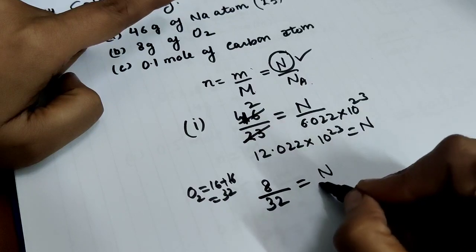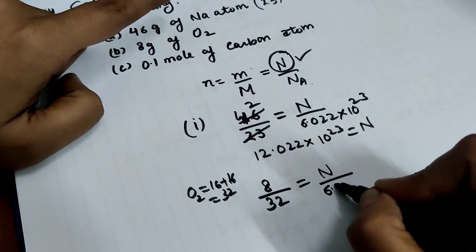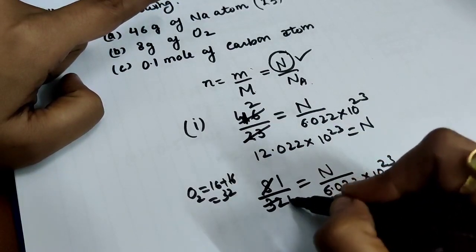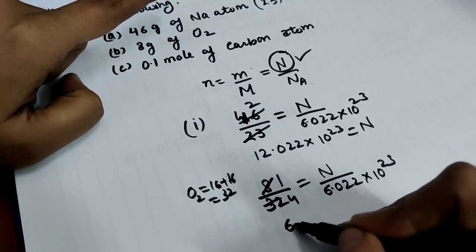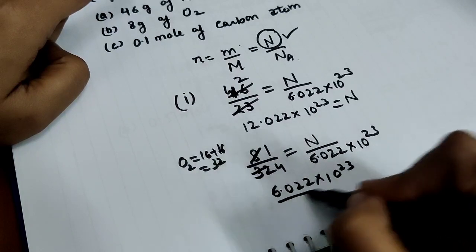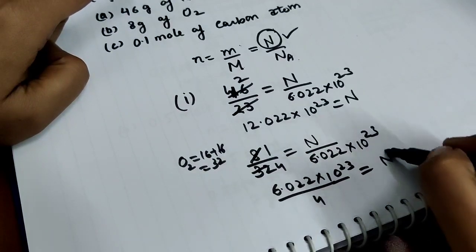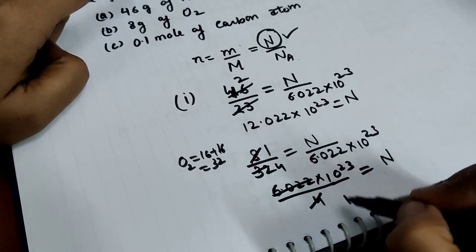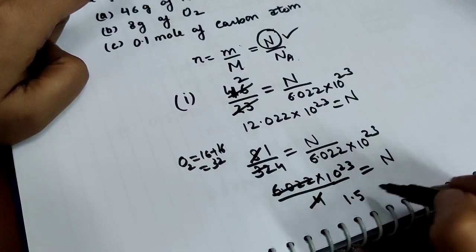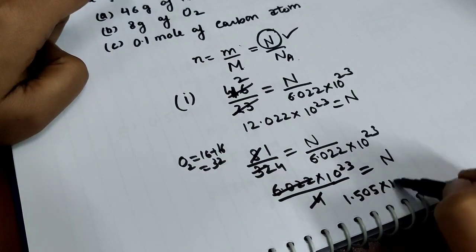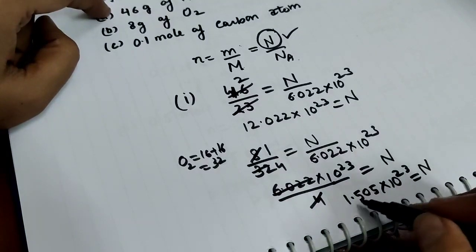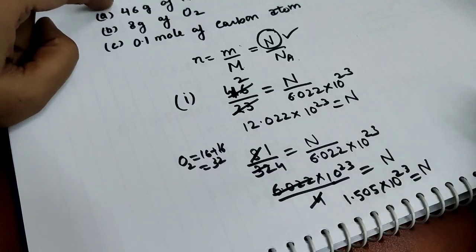Further equal to N, and Na constant we know, that is 6.022 into 10 raised to power 23. Now this is 8 into 4 is 32, so 1/4. Taking the 6 over here, 6.022 into 10 raised to power 23 divided by 4, we get the number of atoms N. So 4 ones are 4, 20 left, 4 fives are 20, so 1.505 into 10 raised to power 23 atoms. So the value of N comes here.